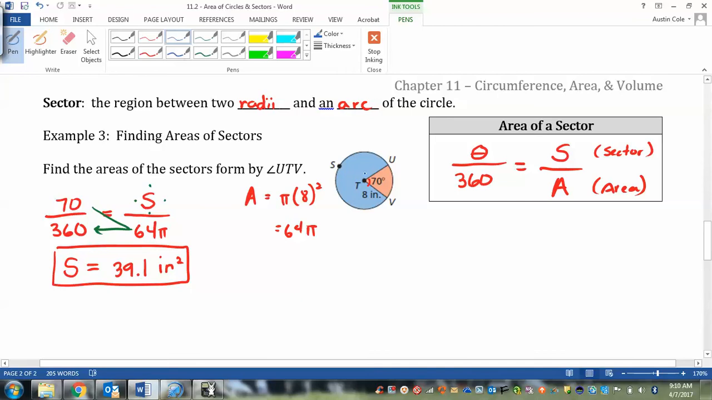Now, to find the other part, the blue part, we need that angle. We need that theta. We don't want to use 70 anymore because 70 is talking about the red piece. How much is that blue piece? 290. Yeah, the whole thing's 360, so it's just minus 70. So we're going to have 290, that's our theta, over 360, equals our sector area over our total area of our circle, which again is 64 pi. Which one's going to be more, the red answer or the blue answer? Blue, right?